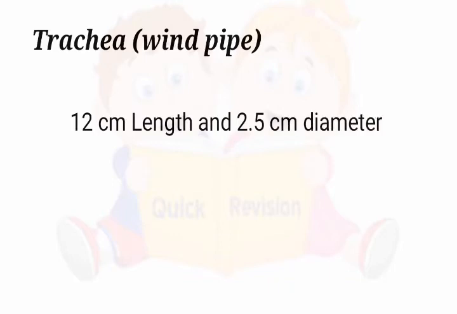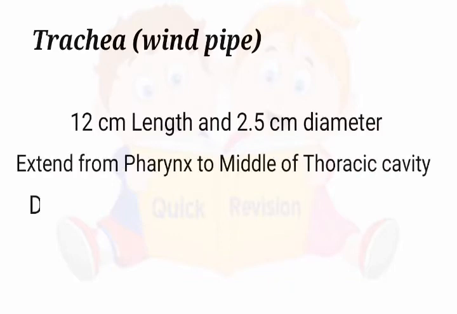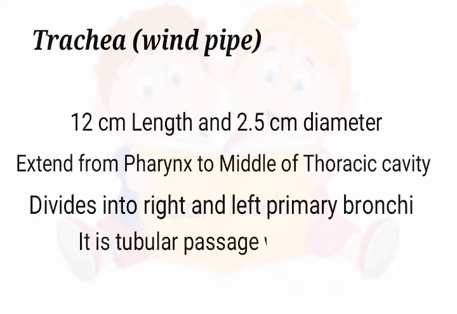Now trachea, or windpipe. It is 12 cm in length and 2.5 cm in diameter. It extends from the pharynx to the middle of the thoracic cavity and divides into right and left primary bronchi. It is a tubular passageway for air.